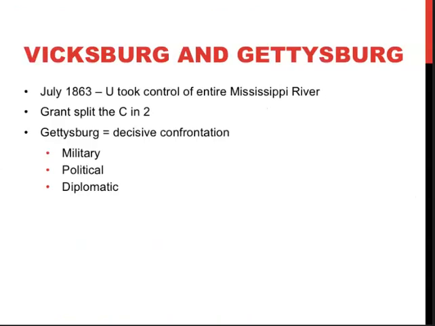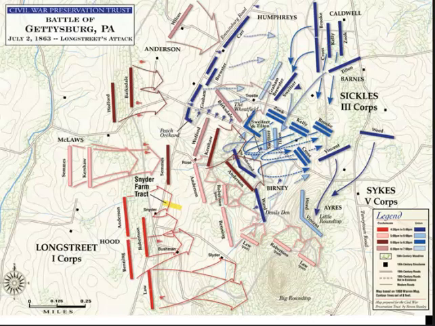Now, some other battles, Vicksburg and Gettysburg. The Battle of Gettysburg is one of the more famous battles of the Civil War. In July 1863, the Union took control of the entire Mississippi. General Grant split the Confederacy into two. At the Battle of Gettysburg, it was a very decisive confrontation, militarily, politically, and diplomatically.